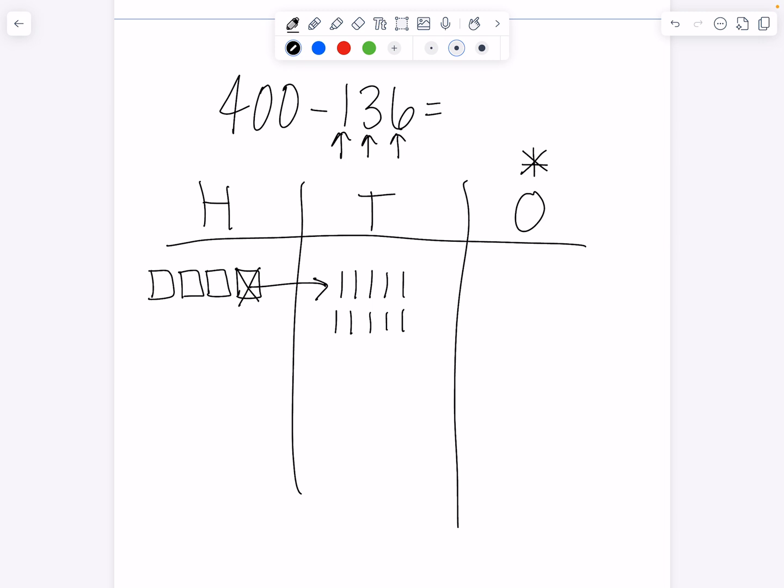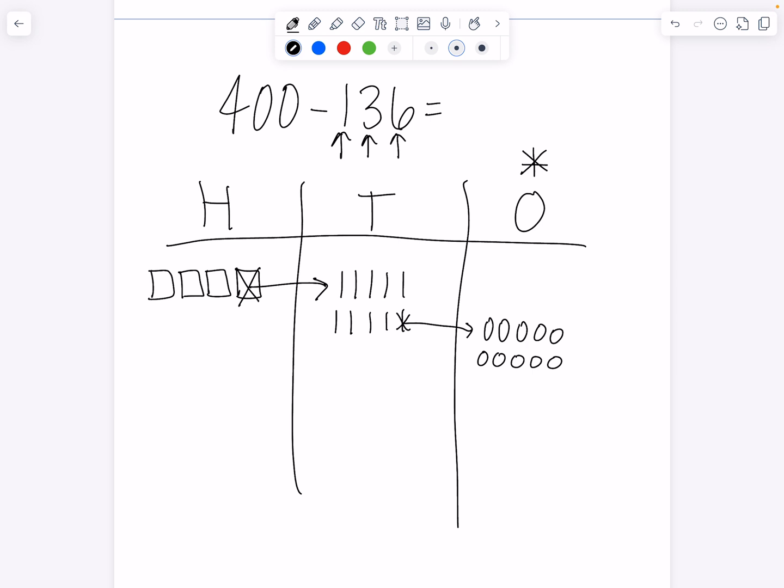Revisiting my ones, I've still got to take away 6, and I don't have anything in my ones place to take away. So I have to go to my tens and decompose. So I'm going to take one of my tens, draw an X, and decompose to make ones. So I've got 1, 2, 3, 4, 5, 6, 7, 8, 9, 10. Have I done any subtraction yet? No. All I have done is decompose.